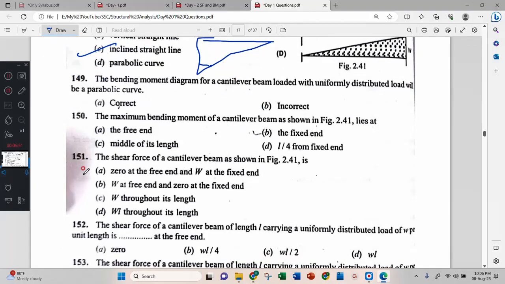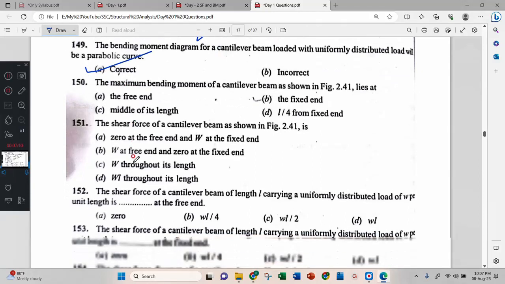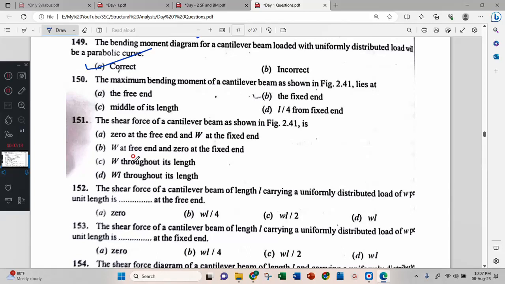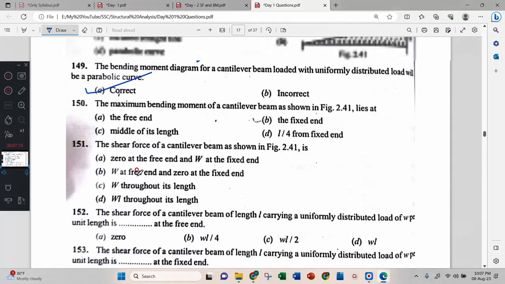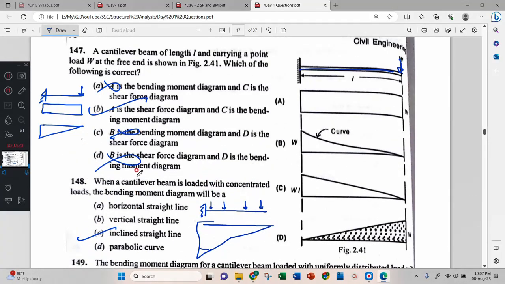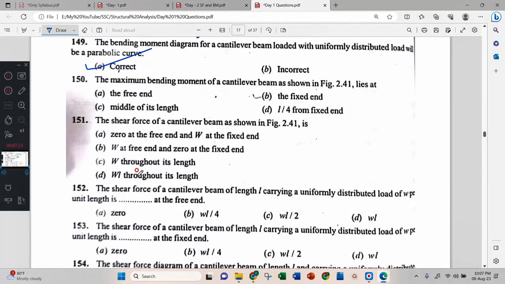Next, the bending moment diagram for a cantilever beam loaded with uniformly distributed load will be a parabolic curve. Correct. Next, the maximum bending moment of a cantilever beam as shown in figure 2.4.1 lies at the fixed end.